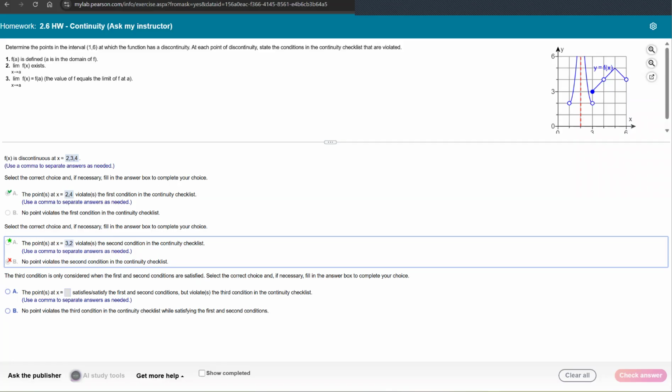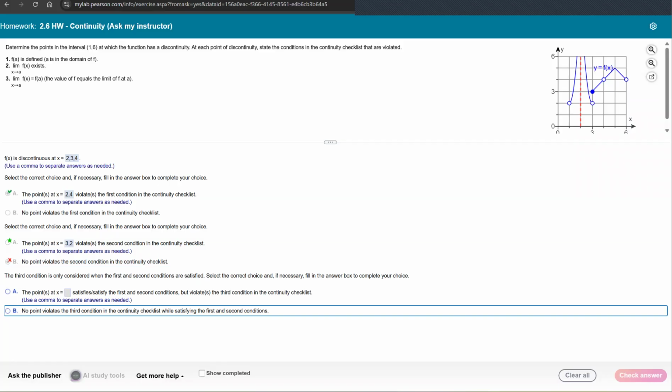And so since we've already accounted for all three potential discontinuities, for that last one, no point violates the third condition. You can only violate the third condition if you satisfy the first two conditions. Okay, that would be how we'd work that question. Hopefully this helps it make some sense.